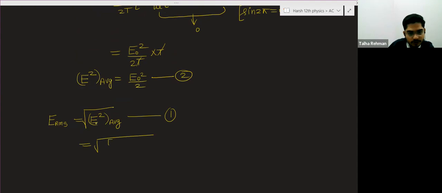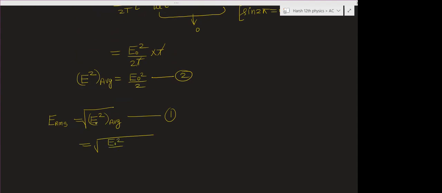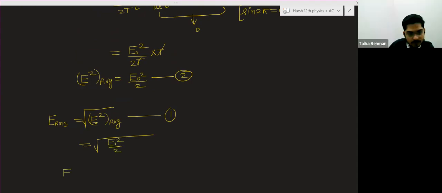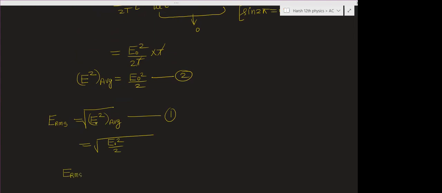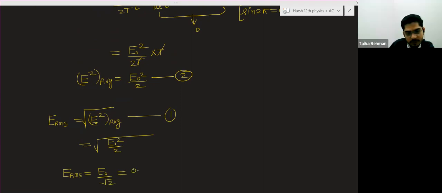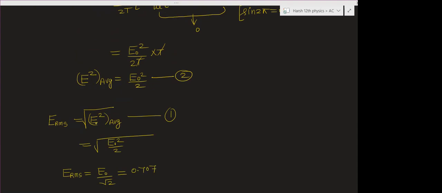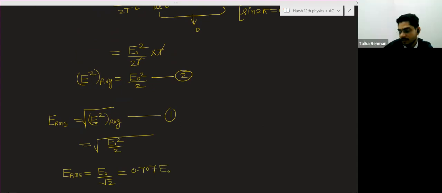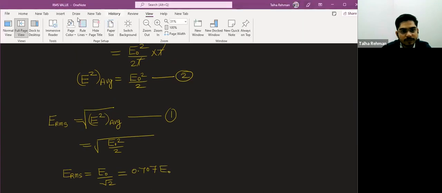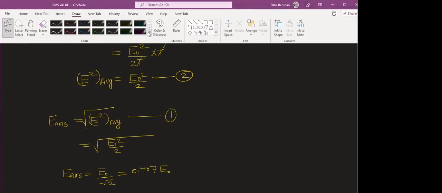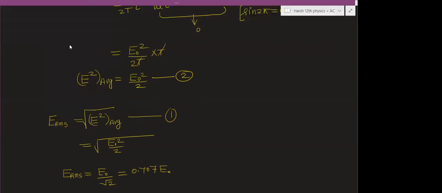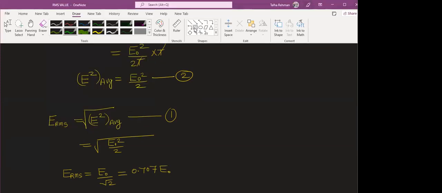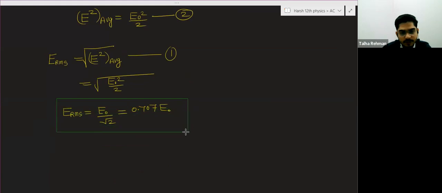Under root of E naught square, E naught square by 2. So what will be the answer? E naught by root 2. So it is 0.707 times E naught, and this is the value of your root mean square EMF. This is important, so you have to remember this.